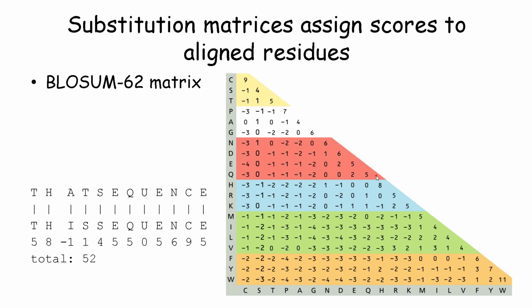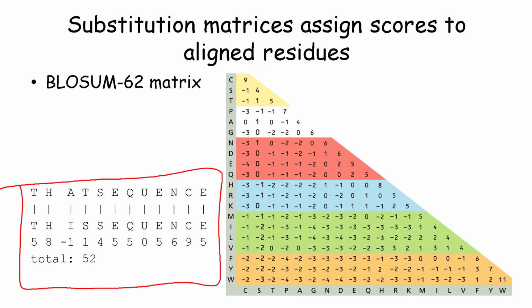BLOSUM62 is one of the popular substitution matrices we use for scoring alignment of amino acids. I will describe how we make use of this matrix first, and then explain how they produce this matrix. When we look at an alignment, for every matching or mismatching character pair, we can now look at the substitution matrix and use the score for that pair.